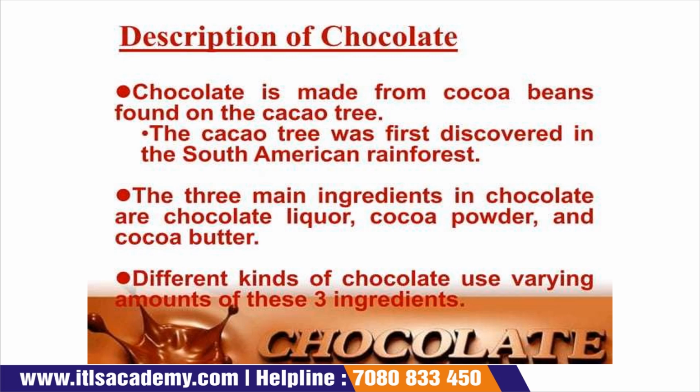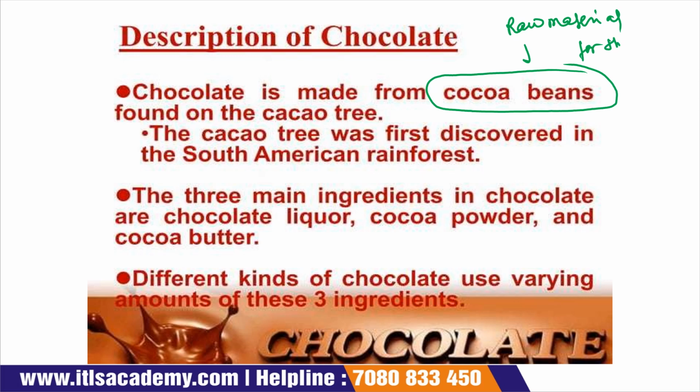We all know that chocolates are made up of cocoa beans. This is the raw material for the chocolate, and without cocoa beans, chocolate is not prepared. These cocoa beans are found on a tree that is called a cocoa tree. This cocoa tree was first discovered in the South American rainforest.